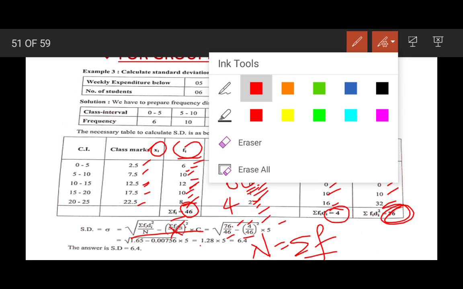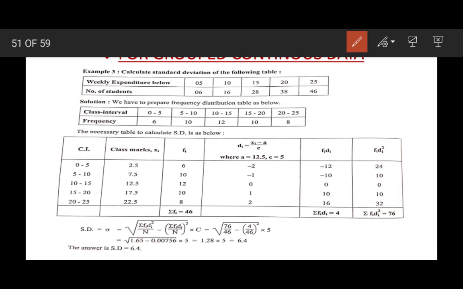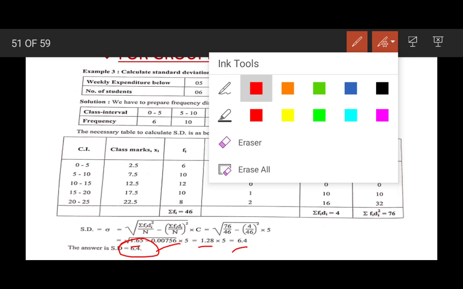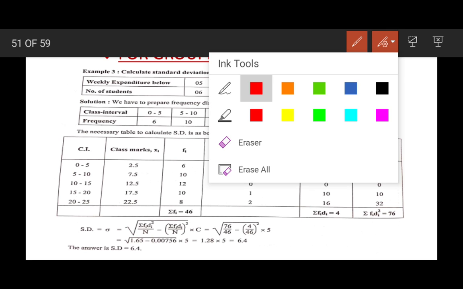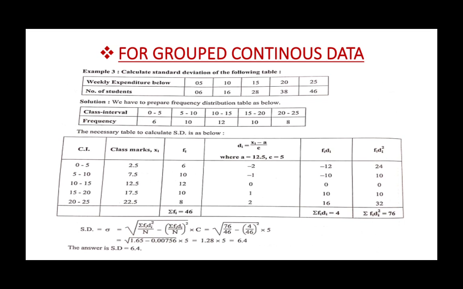Okay. So after calculation we get under root 1.65 minus 0.00756, into 5. So that is equal to 1.28 into 5. So 6.4. Hence standard deviation is 6.4. So like this we can find the standard deviation for grouped continuous data.